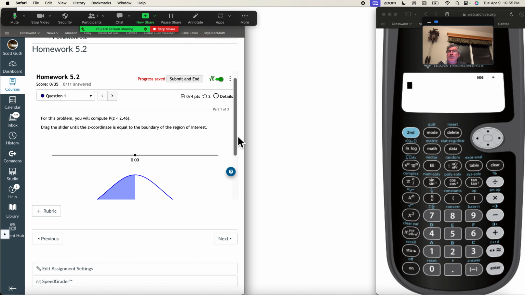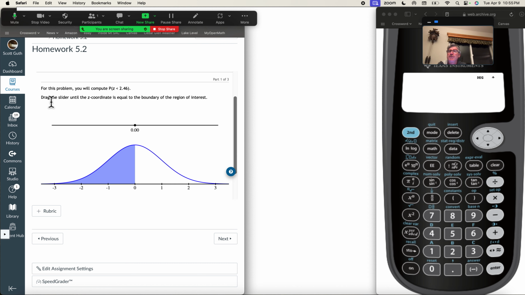Okay, the first question. These are all about the normal distribution. It says for this problem, we'll compute the probability that a z-score is less than 2.46. Drag the slider until the z-coordinate is equal to the boundary of the region of interest. Well, the boundary is 2.46, so I'm just going to drag that up there.